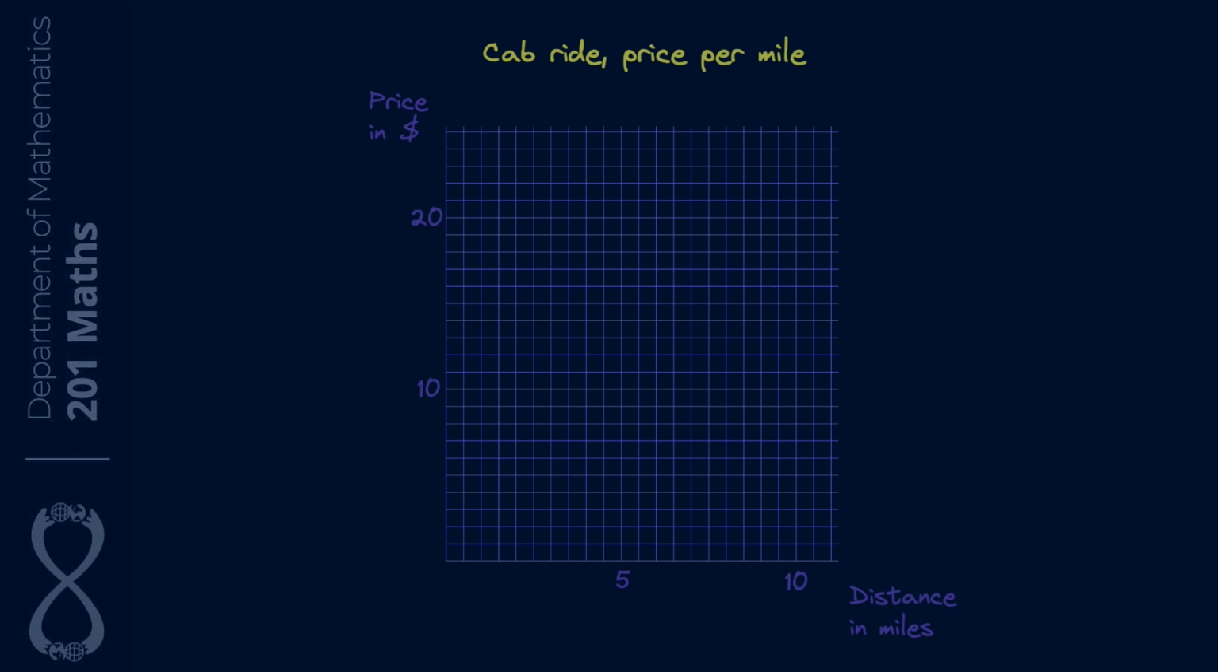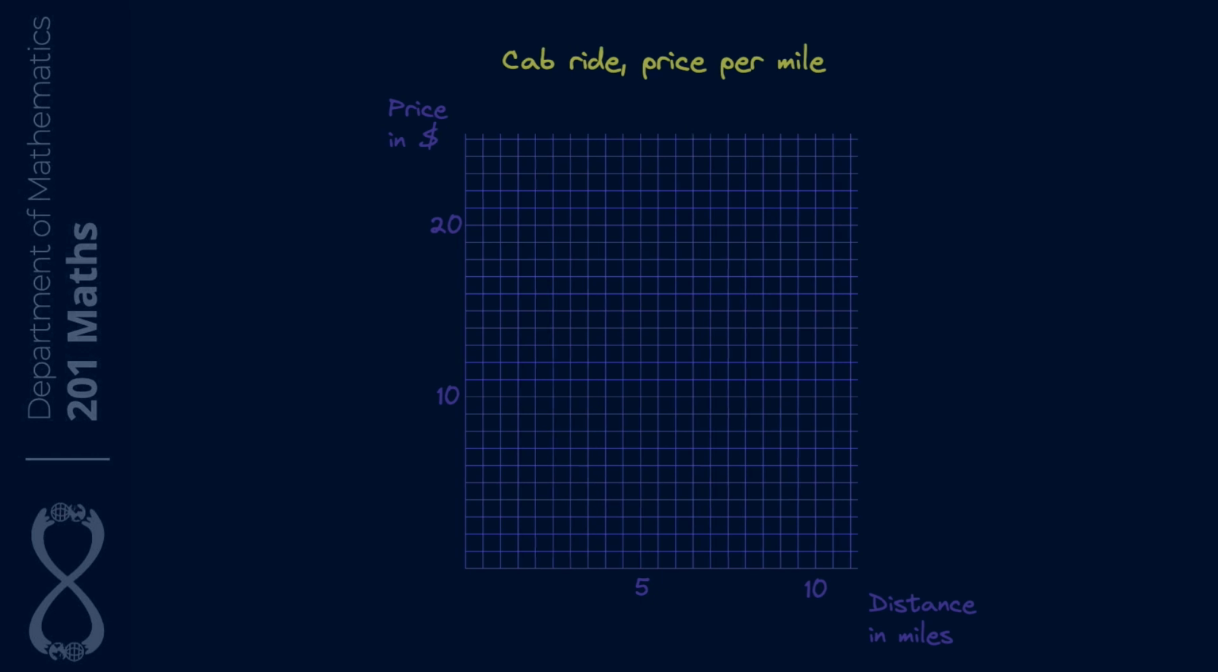So we're going to draw a graph that represents the price of a cab ride with Sheldon and Leonard according to the distance of the ride. On the horizontal axis, we have the distance in miles, and on the vertical axis, we have the price in dollars. Let's start with Sheldon.